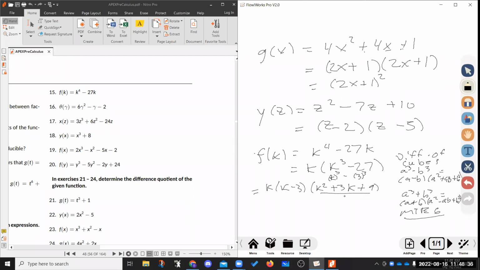This here is going to always be an irreducible quadratic. Don't try and factor that anymore. It's actually going to have two complex solutions to it.